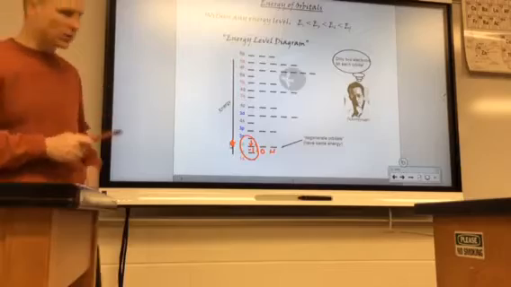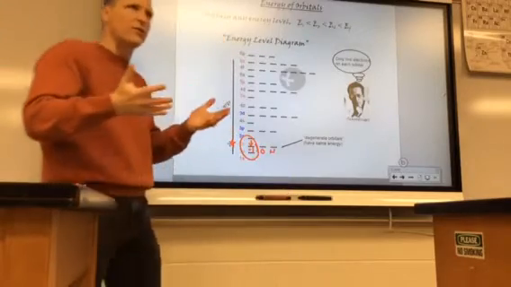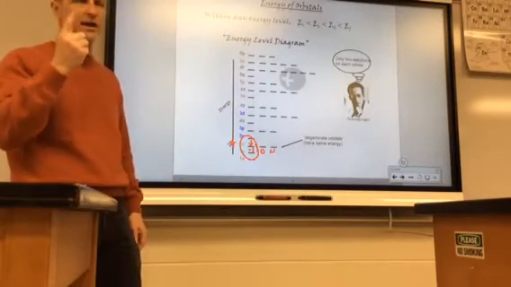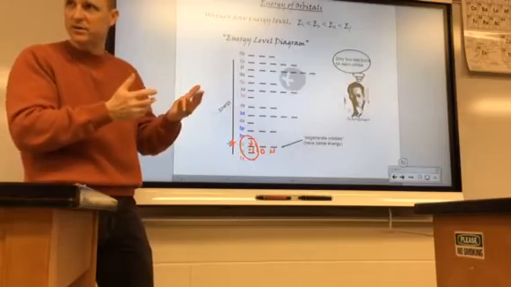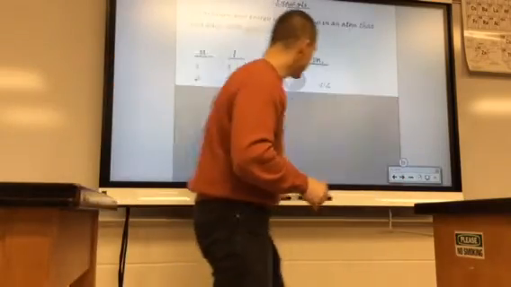So anytime you're given all 4 quantum numbers, that corresponds with 1 electron, as long as they're valid quantum numbers.